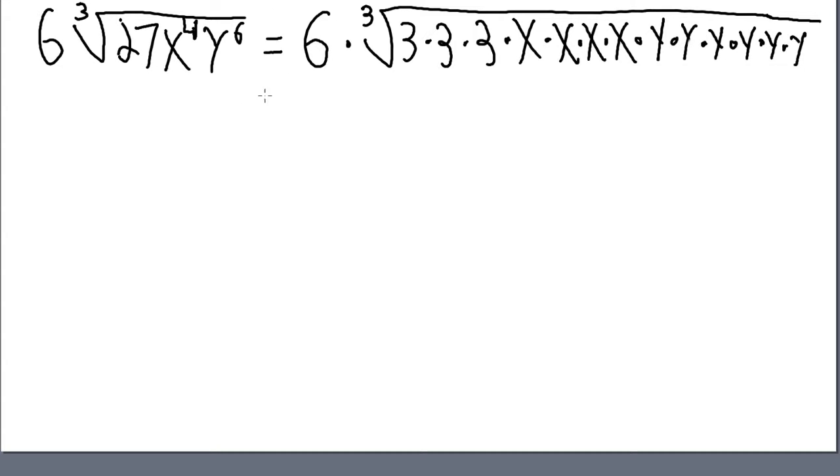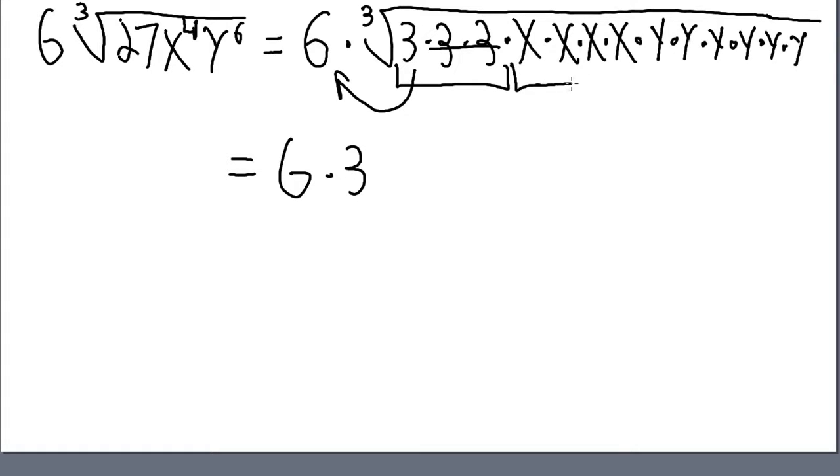We have to look for groups of 3 because we have a degree of 3. Well, if you notice, we have a group of 3 right here. So what do we do? Cross out every one except for 1, move it to the front. And when you move it to the front, you're actually going to be multiplying it with the other value. So you're going to have 6 times 3. Well, what other groups of 3 do we have? We have 3 x's. We have the 1, 2, 3. Cross out 2, move it to the front. So we have times x.